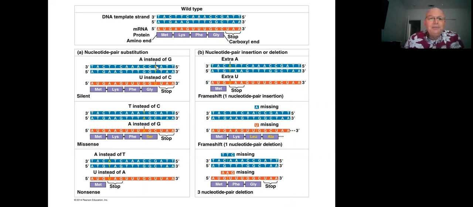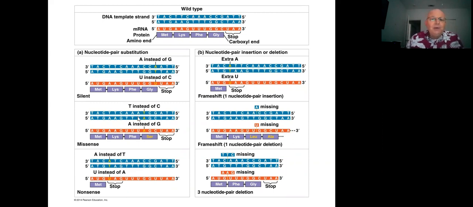So here is the first substitution. We change the G to an A, which changes the C that was here to a U. Well, GCU and GGC happen to both be codons for glycine. So there's no change in the amino acid sequence in the polypeptide. And as a consequence, this is known as a silent mutation. Why silent? Because while there is a change in nucleotide sequence, it has no effect on the amino acid sequence in the polypeptide. So it has no effect on the polypeptide. It's silent. It has no effect.